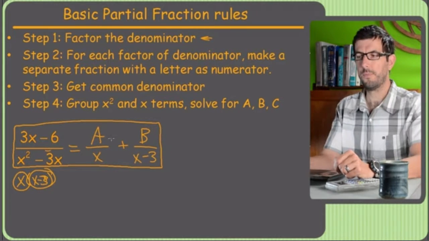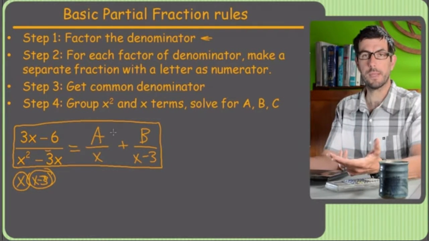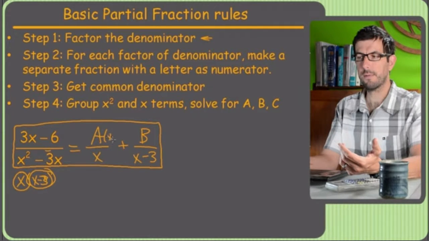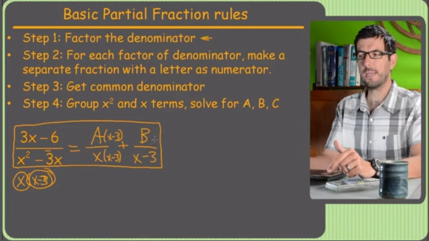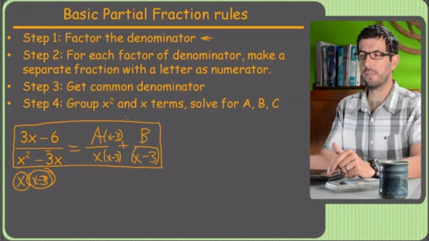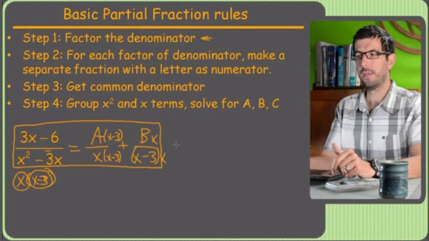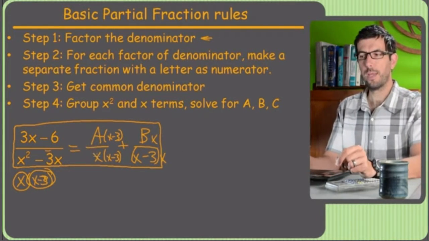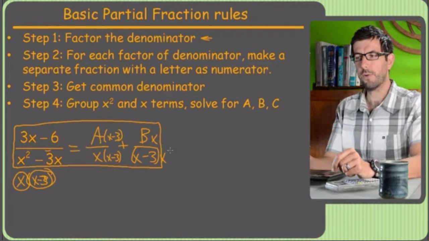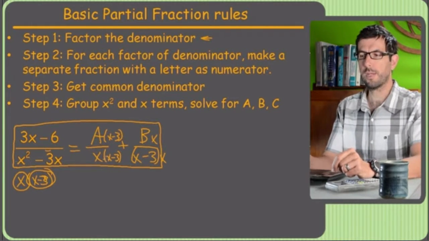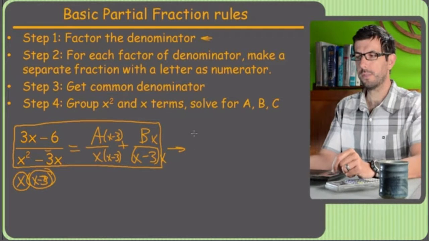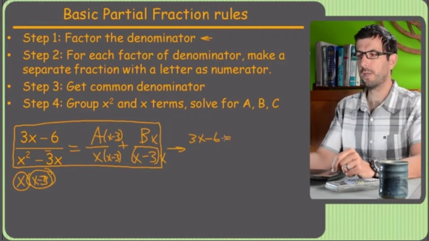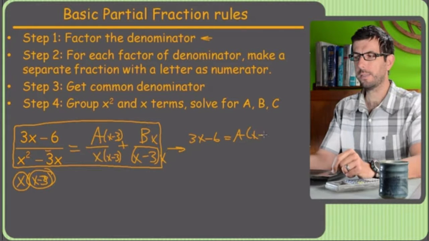That was the rule. So this a over x, it's missing something. It's missing the x minus 3. So I've got to multiply it top and bottom by x minus 3. And this b over x minus 3 is missing an x, because you notice the common denominator has an x in it. So x there and x there. Now here's the trick. At this point, everything has a common denominator, right? So I'm just going to take the numerators and ignore the denominators. So all this becomes 3x minus 6 equaling a times x minus 3 plus bx.